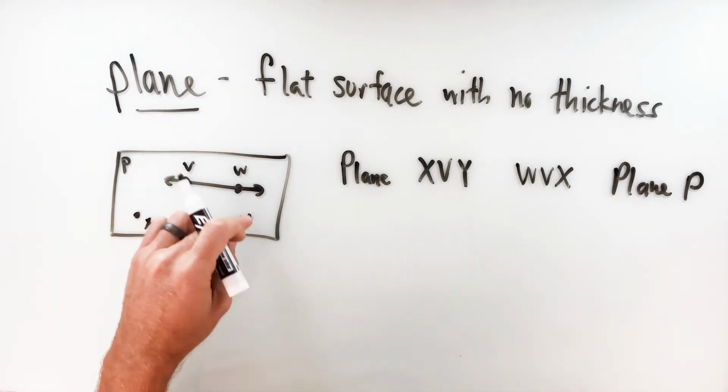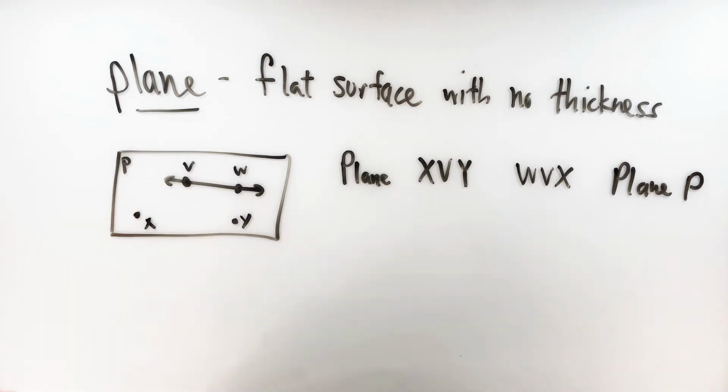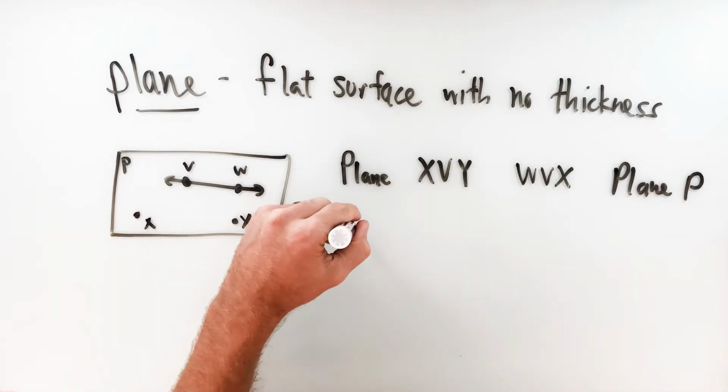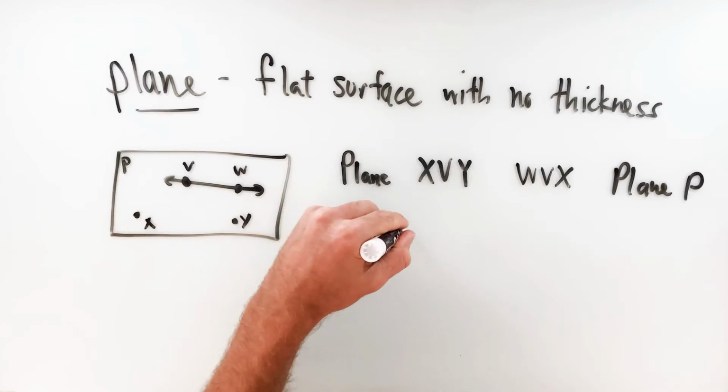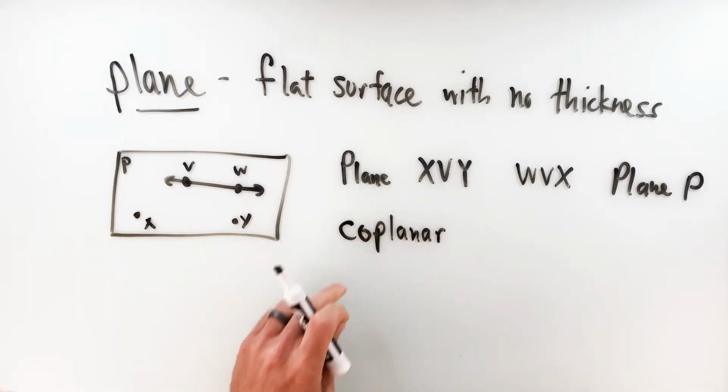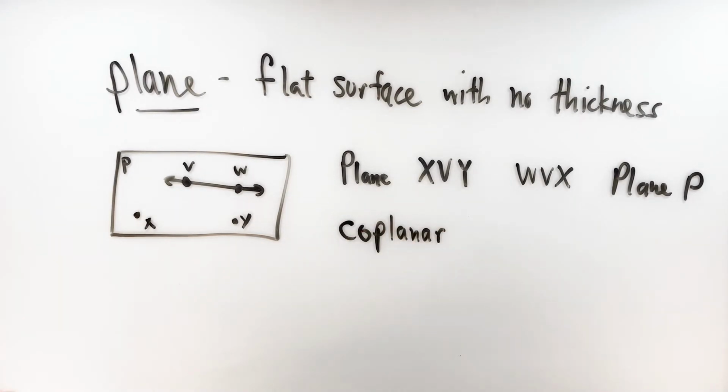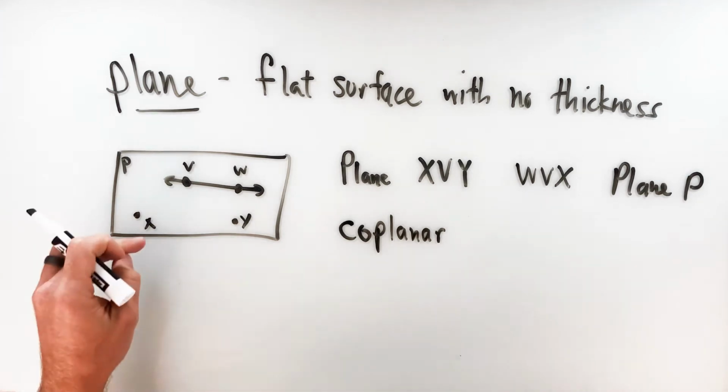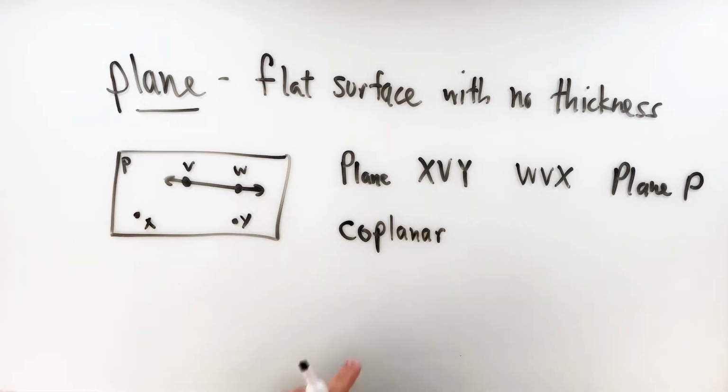Now, any points that are in the same plane, or contained within the same plane, we call those points coplanar. So again, co just means together, planar means plane, together in the same plane. All of these points would be considered coplanar points. Okay, so now we have a working definition of these geometrical building blocks of points, lines, and planes.